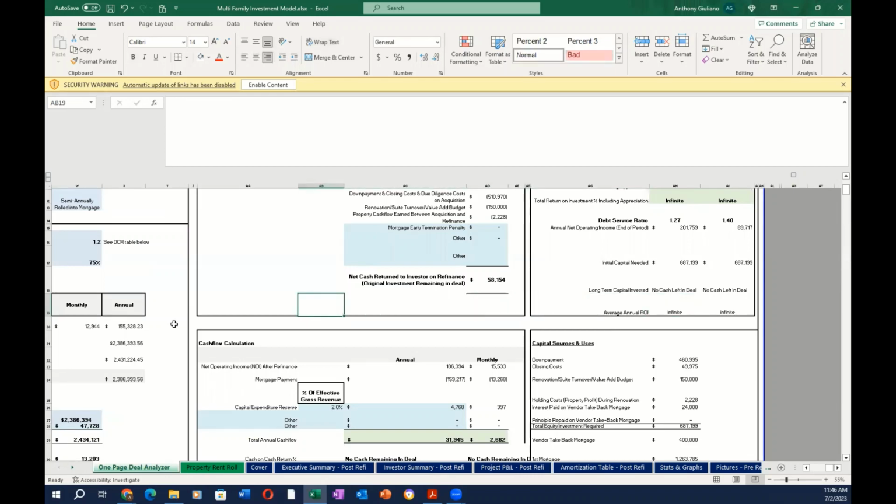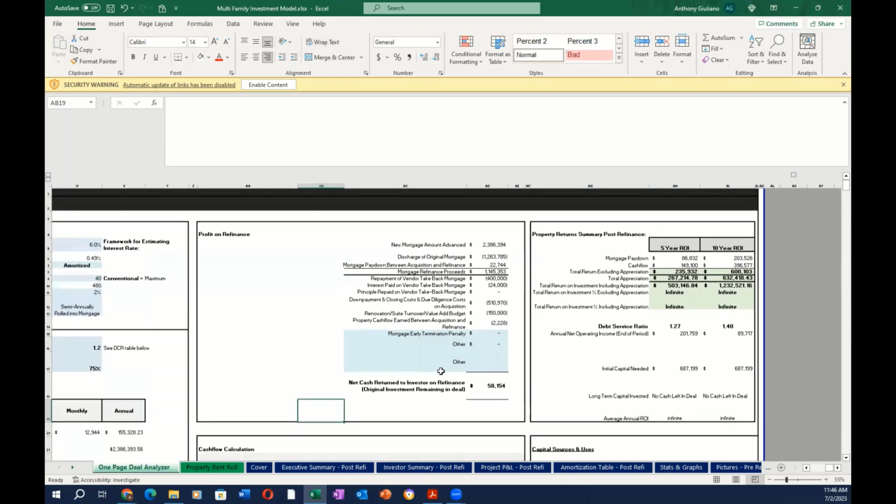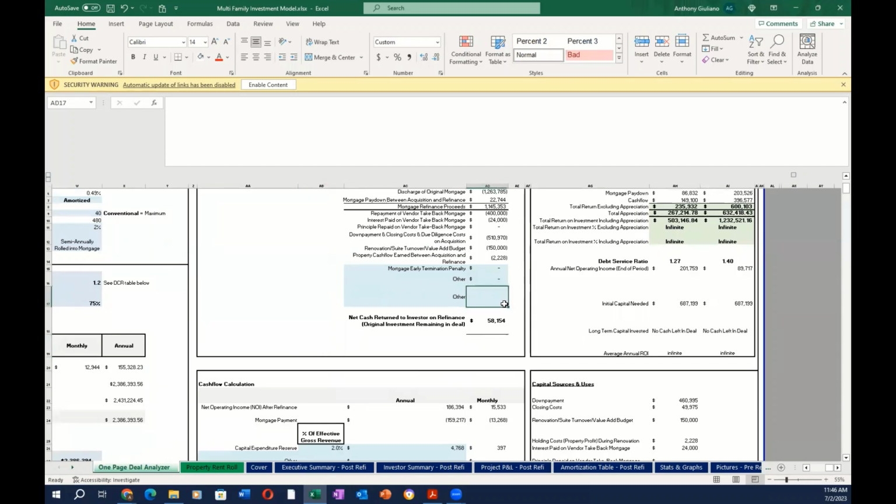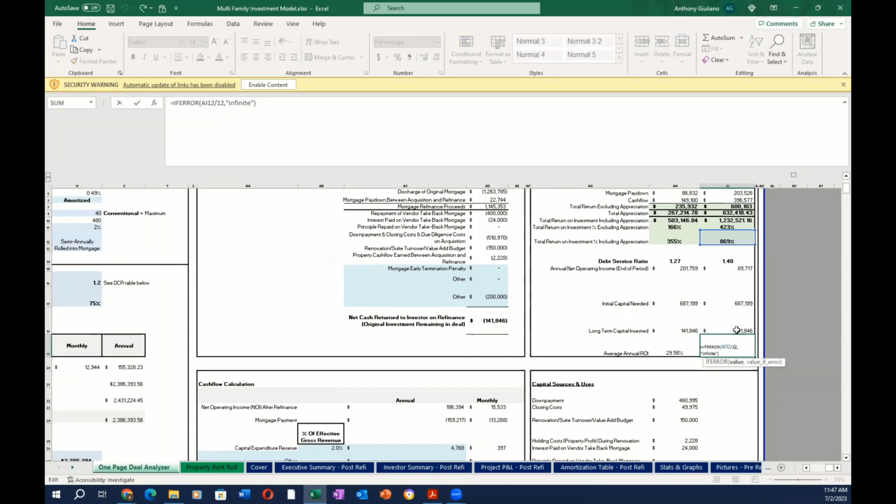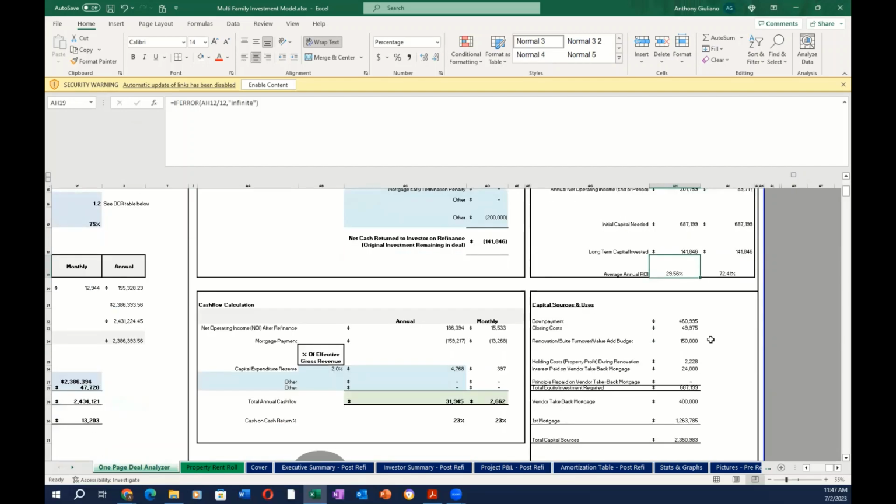Like I said, let's say when we refinanced the deal, there was an additional cost of $200,000. These amounts will get calculated now, and you can see the average annual ROI on this deal is about 30%. Once you get to the 10-year term, you'll see that it's actually closer to 72%, which is quite an impressive investment.